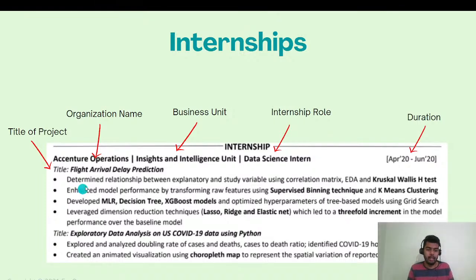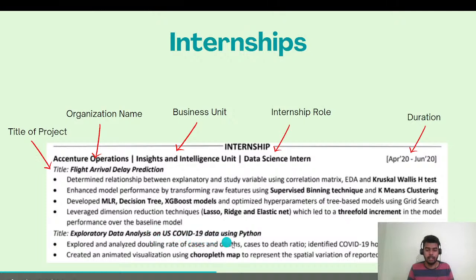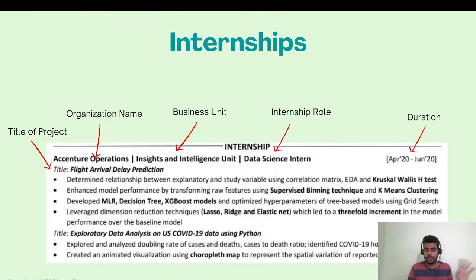So here you can see flight arrival delay prediction. It is talking about a prediction task on flight arrival data. Then exploratory data analysis on US COVID-19 data using Python. It tells you that you are doing data analysis on the US COVID-19 data. It's not like just writing data analytics project or deep learning project. That thing doesn't work, it looks too bad, so just don't do that.